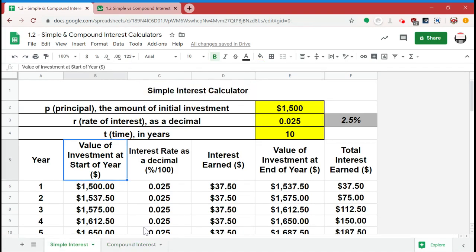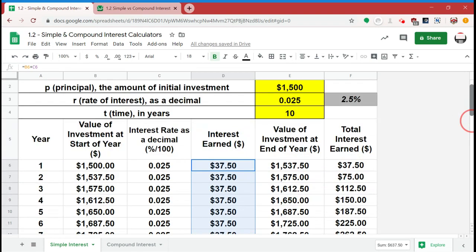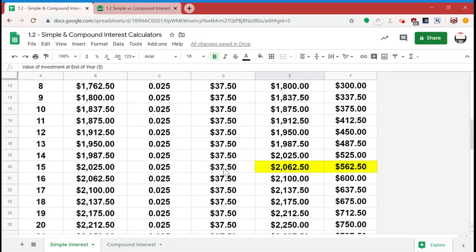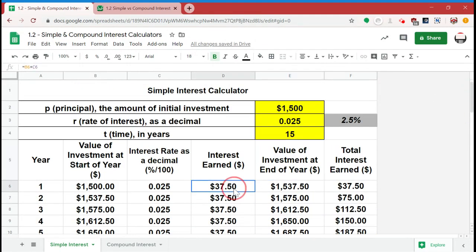Now, for simple interest, the interest earned in year 1 was $37.50, and that stayed the same. This part is yellow here because it just highlights whatever I put for the time in years, by the way. If I change this to 15 on the calculator, it'll highlight the values on year 15. It doesn't actually change the calculations, though. So this interest stays the same. It's the exact same as it is in year 1. You earn the same amount every year.